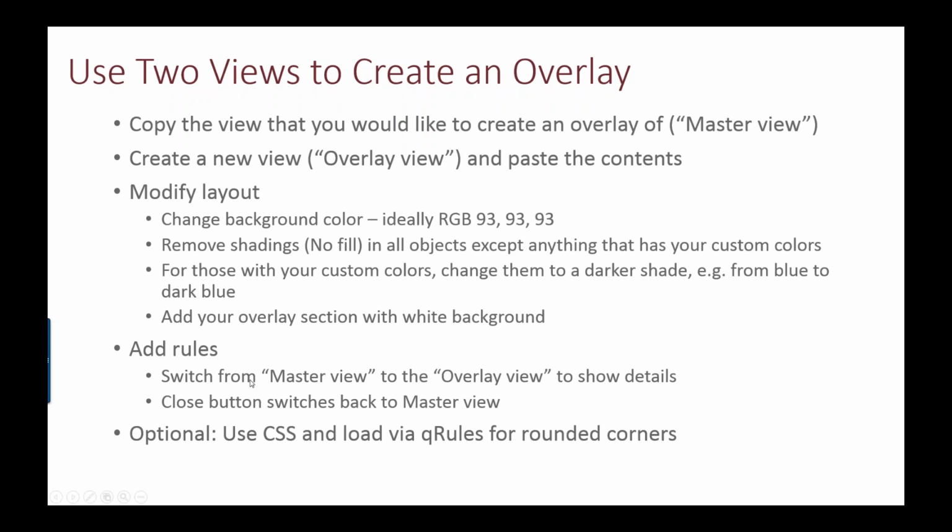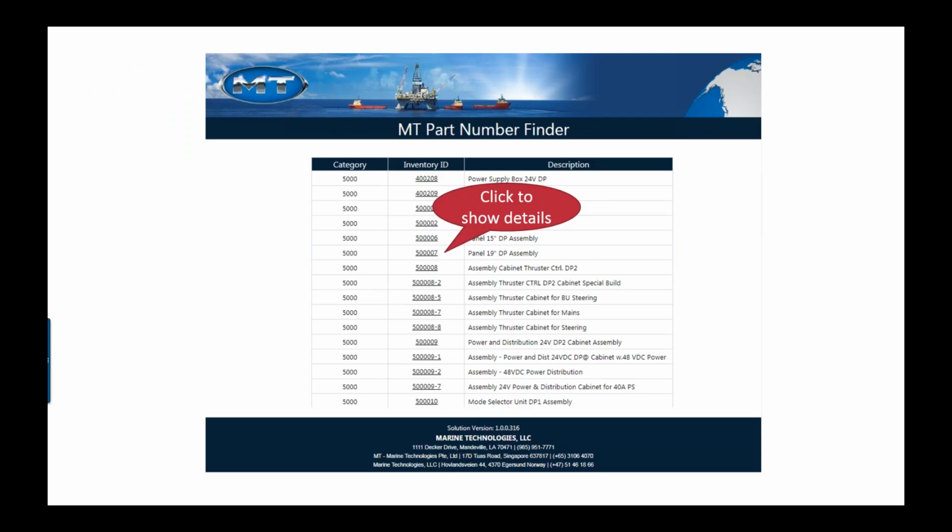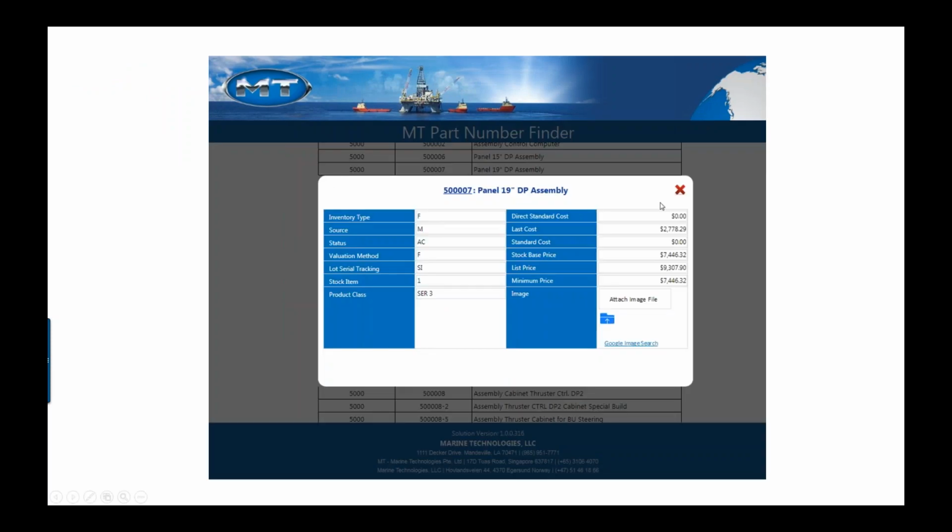And then there are rules, like I showed you on the first view, a button that switches to the overlay view, and then don't forget the close button to switch back to the master view. And then you saw the rounded corners. I'm going to show that again. You can optionally use CSS or a custom style sheet file and then use QRoles to load that CSS file to add effects to your overlay view, just like the rounded corners you're seeing here. All of this is possible by the CSS technique, okay?